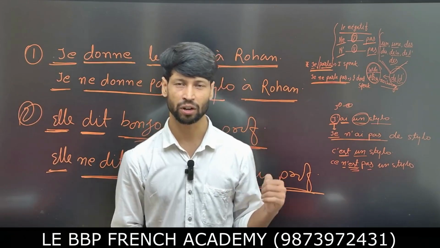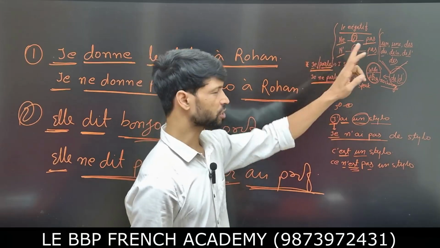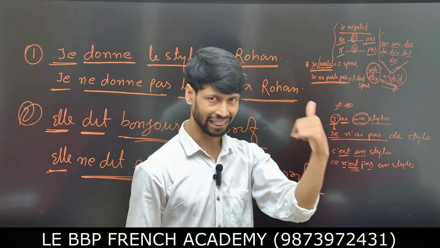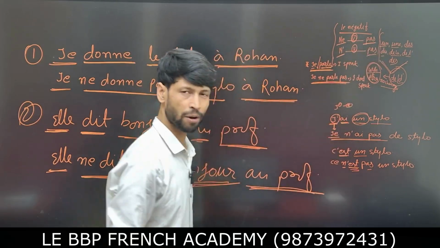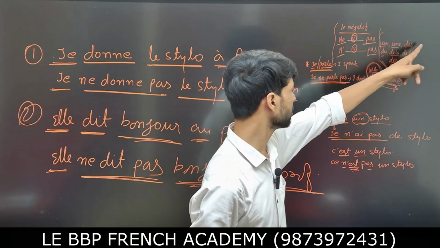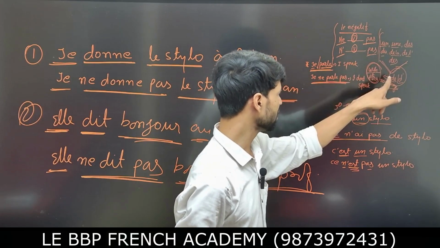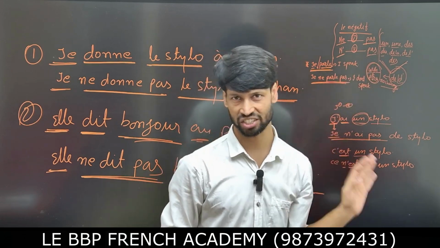Okay, hope you got how to make a negative. It's a very easy task. First of all, you search for the verb, and then you put ne before the verb and pas after the verb. And after pas, suppose you have un, une, des, du, de la, then you change it to d' apostrophe. But with the verb être, you can't change it.